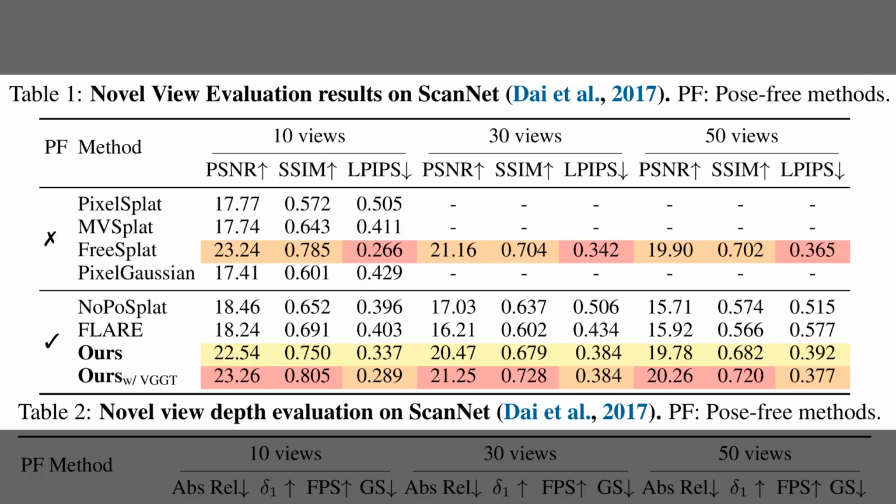While the previous figure showed qualitative sharpness, Table 1 reports novel view quality on ScanNet, and the method leads across view counts, with ours reaching about 22 to 23 PSNR at 10 views and keeping the best or near best LPIPS as views increase. The highlighted R's rows show consistent gains over pose-free baselines. Table 2 then summarizes depth, where ABS-REL is around 0.03 and delta 1 near 98%, while throughput stays above 10 frames per second with far fewer Gaussians.